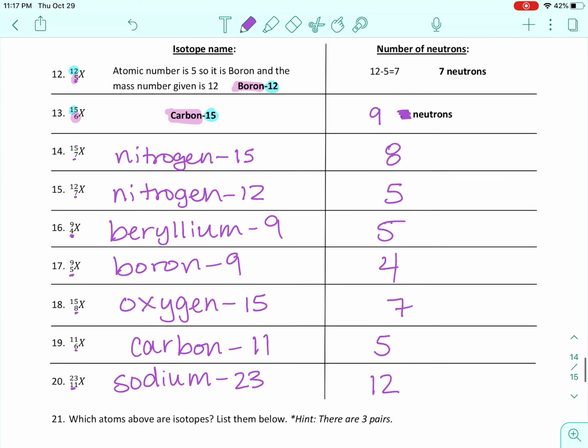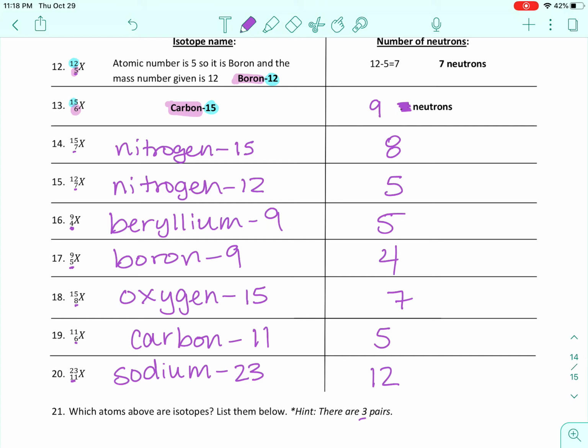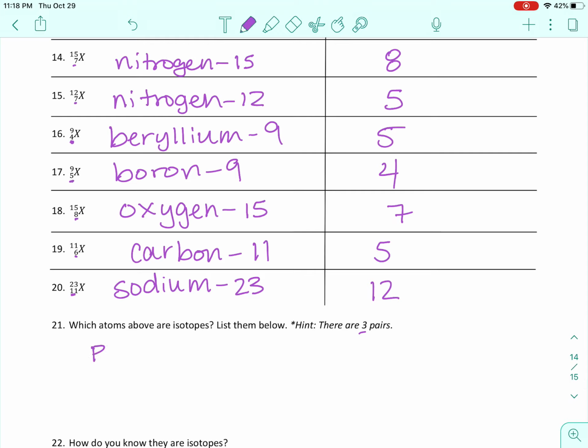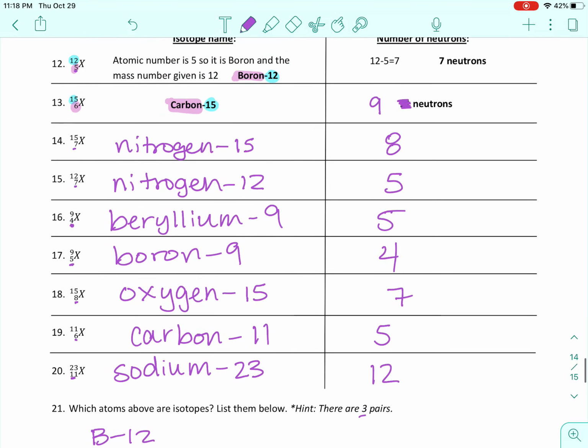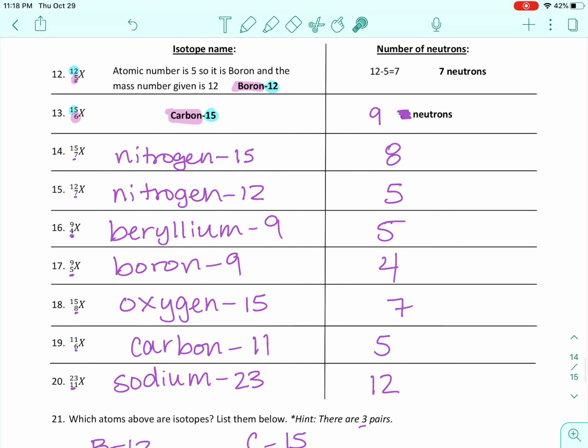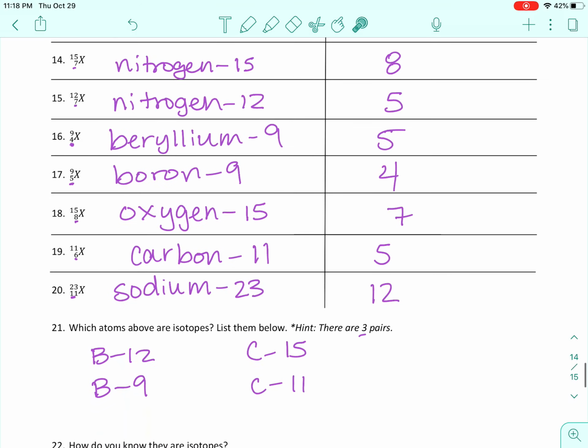And they want to know which ones are the isotopes. There are 3 pairs for up here. So we've got boron and boron for 1 pair, boron 12 and boron 9. Okay, we've got 2 carbons. We've got carbon 15 and carbon 11. And then our last pair is the 2 nitrogens, nitrogen 15 and nitrogen 12.